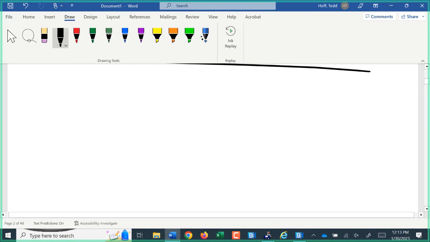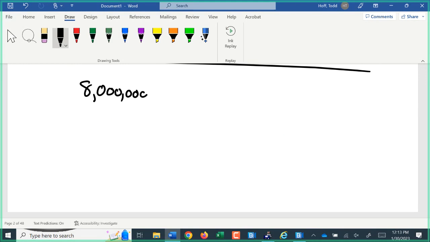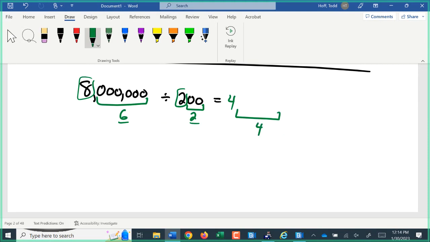Division then has a similar related pattern. If I have 8 million divided by 200, well, again, we combine the leading digits. 8 divided by 2 is 4. But then when we look at zeros, this one has 6 zeros. This only has 2 zeros. Now we're dividing. Just like our powers on our exponents, we subtracted the powers when we divided with the same base. We do the same here. 6 minus 2 is 4. We have to have 4 zeros on that result. So 40,000 is that result.